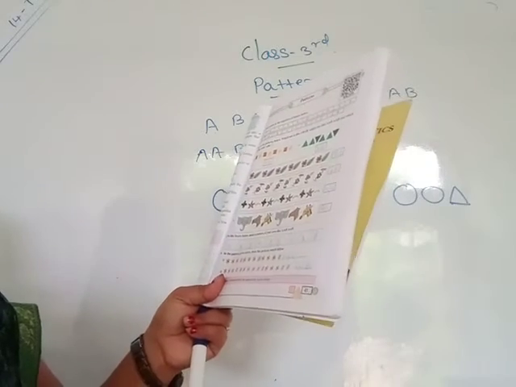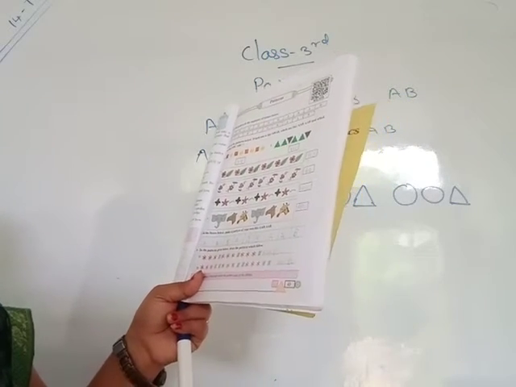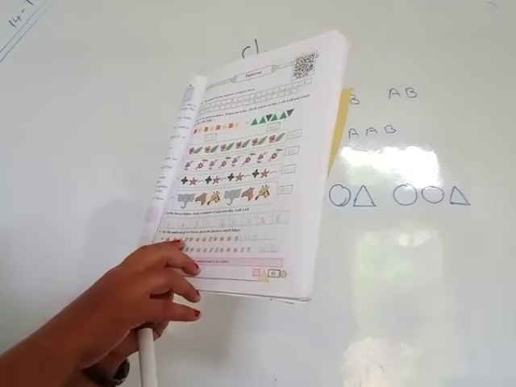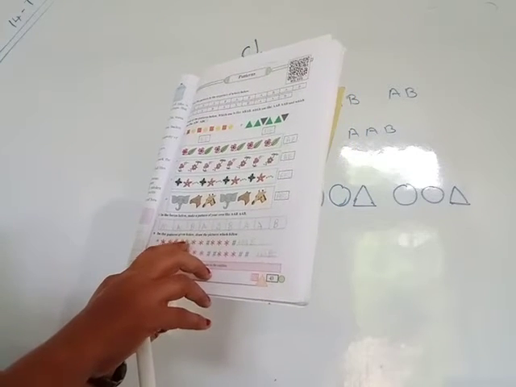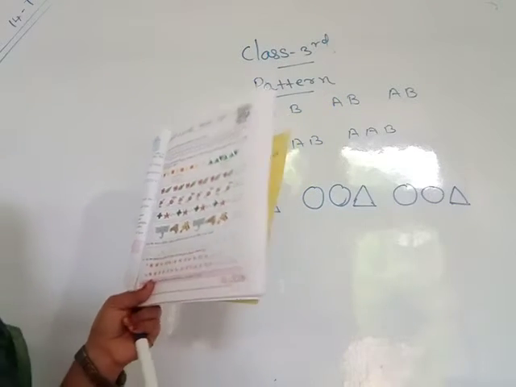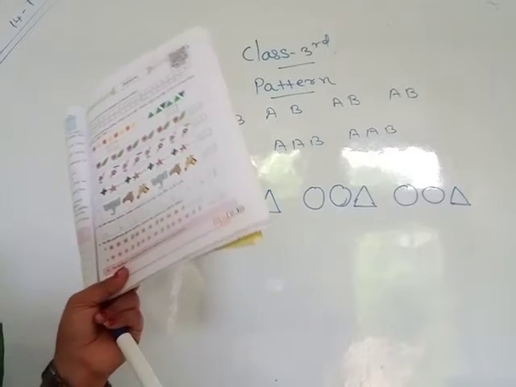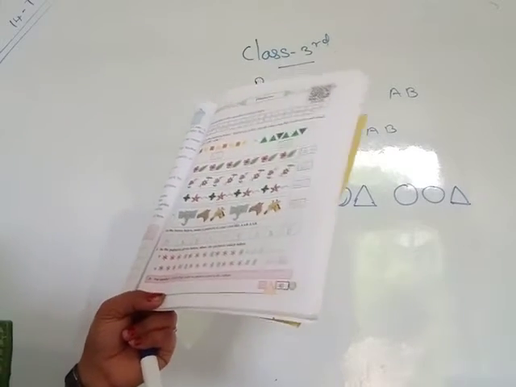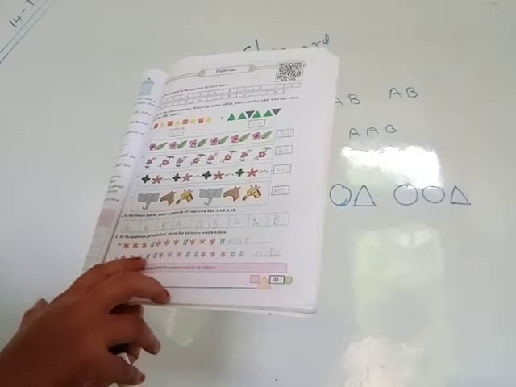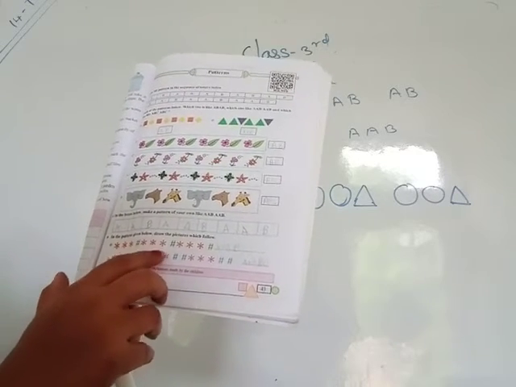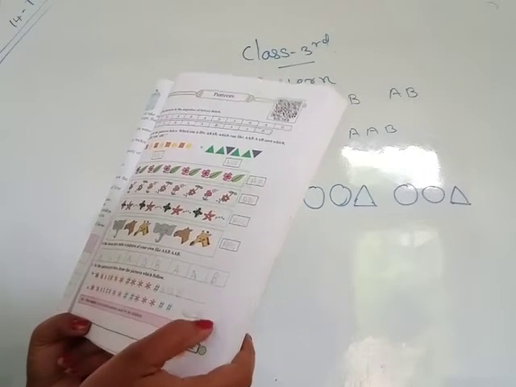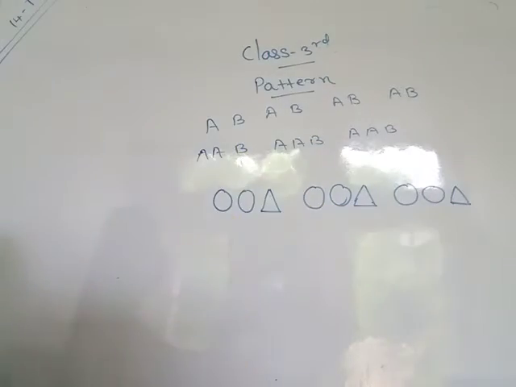In the pattern given below, draw the pictures which follow. See here three flowers means A. Again here B. Again AAB, AAB. Then you write the pattern AAB, AAB. Then next one, here three flowers are the same and these two pictures are the same, which means AABB. Again AABB. Then you write the pattern AABB. This type of pattern.